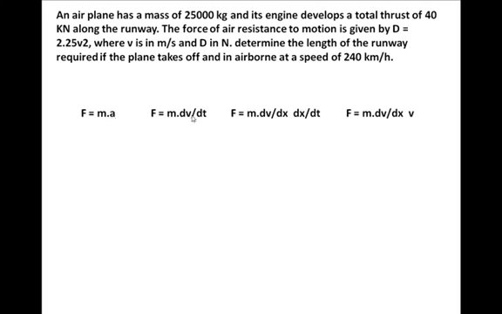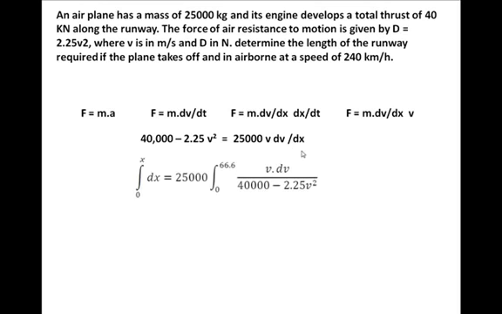Writing this acceleration as dv by dt and then dividing and multiplying by dx, we get it as m dv by dx into dx by dt, and putting dx by dt as v, we get force as m v dv by dx. The force is given as 40,000 minus 2.25 v square. So that is equal to, as per Newton's law, mass 25,000 v dv by dx. And this we separate the variables and integrate.